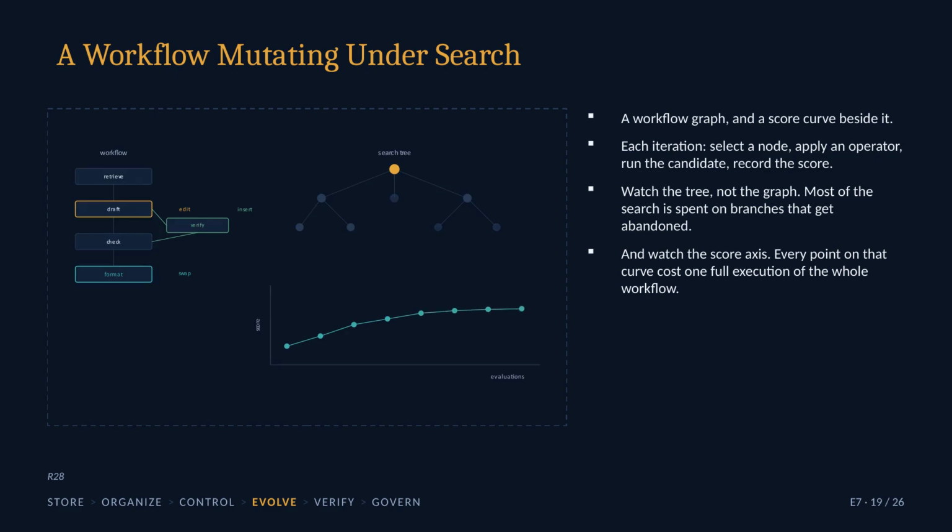2 things to watch. First, watch the tree rather than the graph, because most of the search is spent on branches that get abandoned, and that is not waste, it is what search is. Second, watch the score axis. Every single point on that curve cost 1 full execution of the entire workflow, and that is the fact the next slide is about. Abandoned branches are not failure. Paying for them is the entry fee.